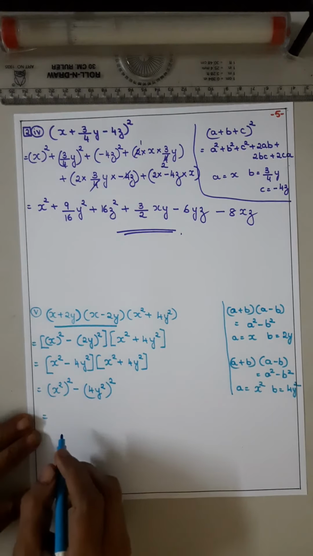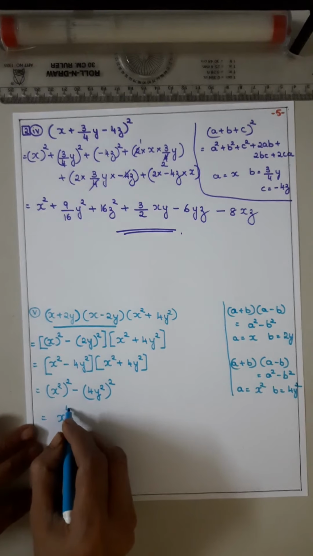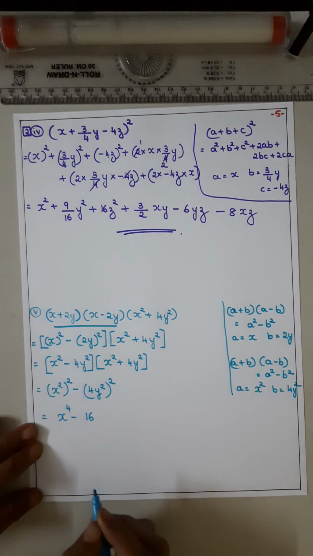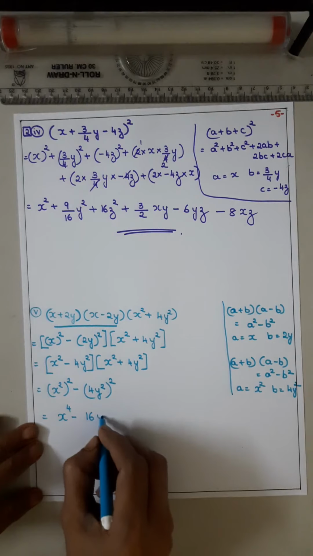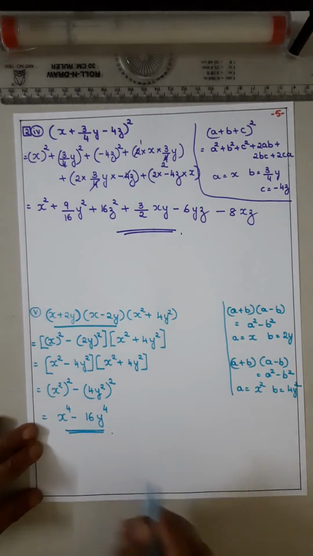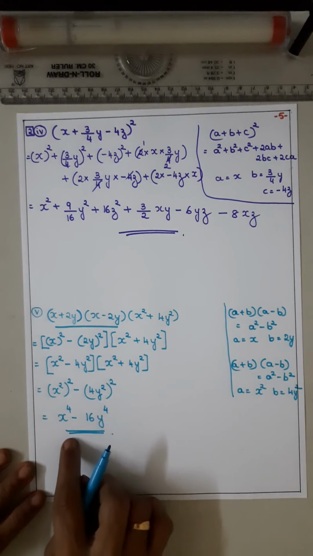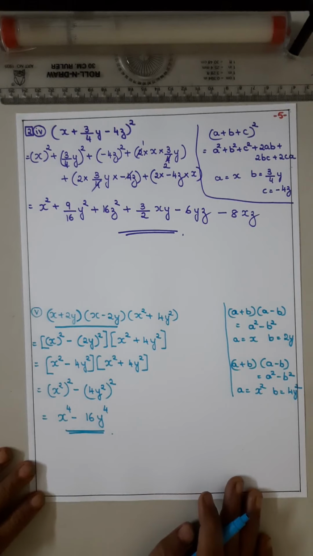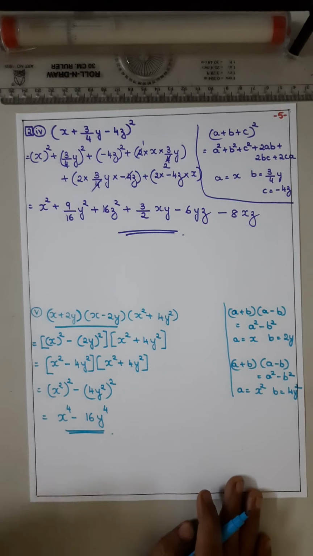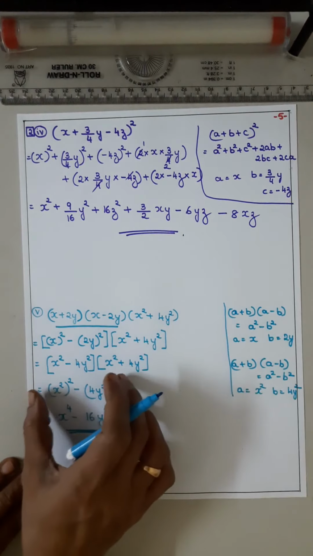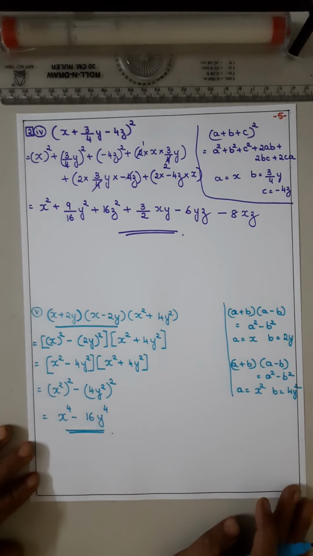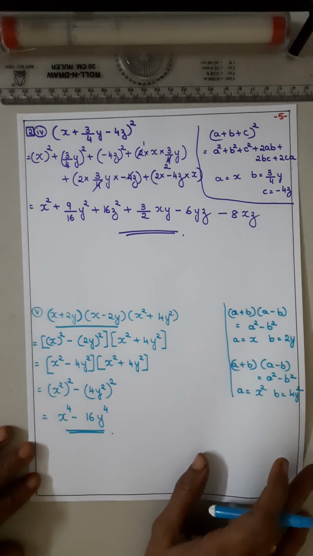Now x squared the square will be what? X to the power 4 minus 4 squared, how much? 16. Y squared the square, y to the power 4. So the final answer is x to the power 4 minus 16 y to the power 4. Hope you understood. So there are the steps, it goes on increasing, isn't it? First you solve this and again take that and see which identity it is, and accordingly you solve. Now we have finished the question number 5.